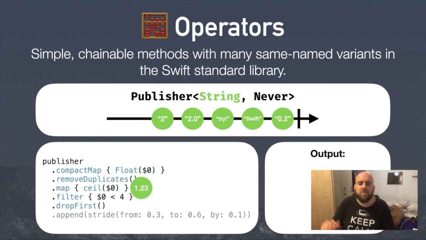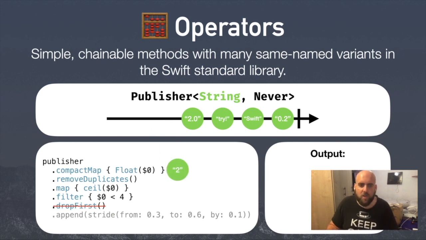Then we want to round the number up. We get to 2. Then finally, if the number is smaller than 4, we just let it through. And then we got to this drop first operator. This one's an interesting one. It only happens once, and it drops the first value, as it's named, basically. So this is the first value. It's going to get rid of it, and then it's never going to do its work again. We can ignore it at this point.